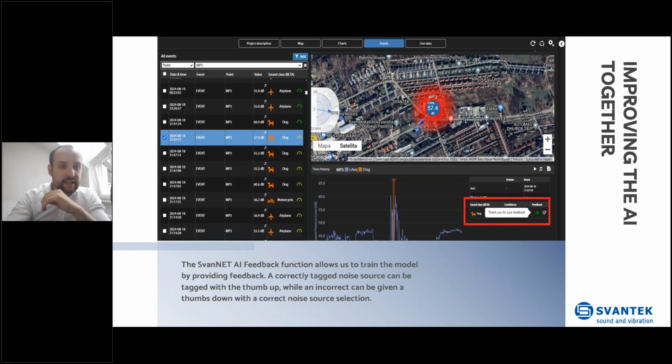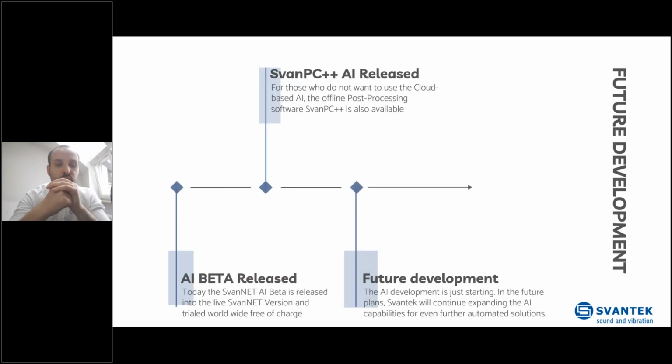Now, I promise that the last part of this segment would be the future development. The future is very exciting when it comes to AI. There's so much you can do, so much more that can be achieved. Currently, the AI beta has been released on SvanNet. It is completely free of charge for all SvanNet subscription users up until the end of this year, after which we will probably try to make this into some kind of paid module, as it is required to be able to finance this and host it on the Azure cloud that we're using.